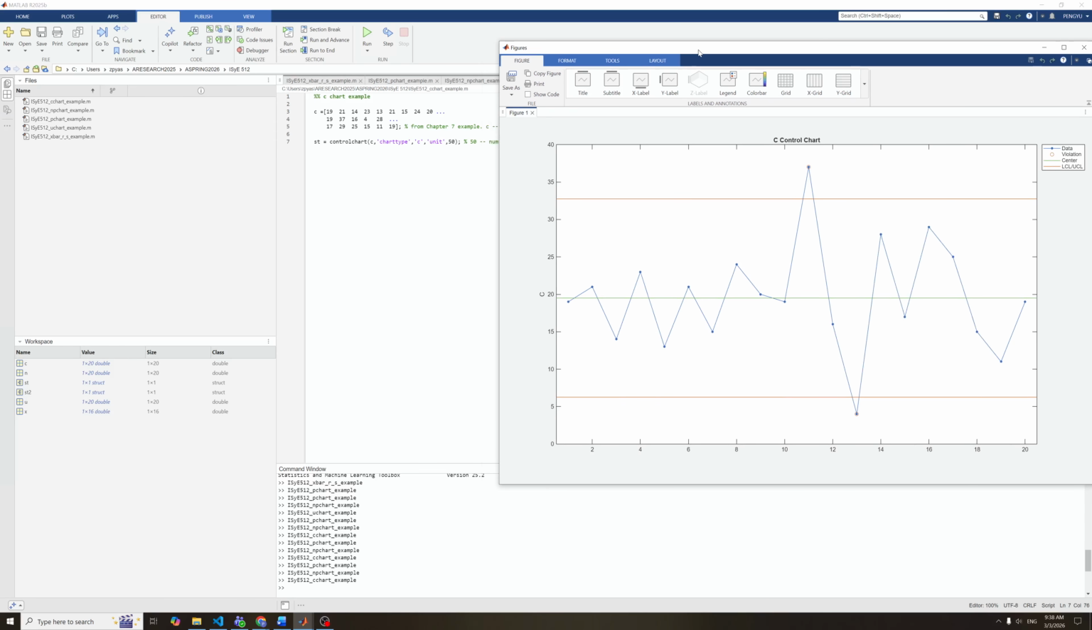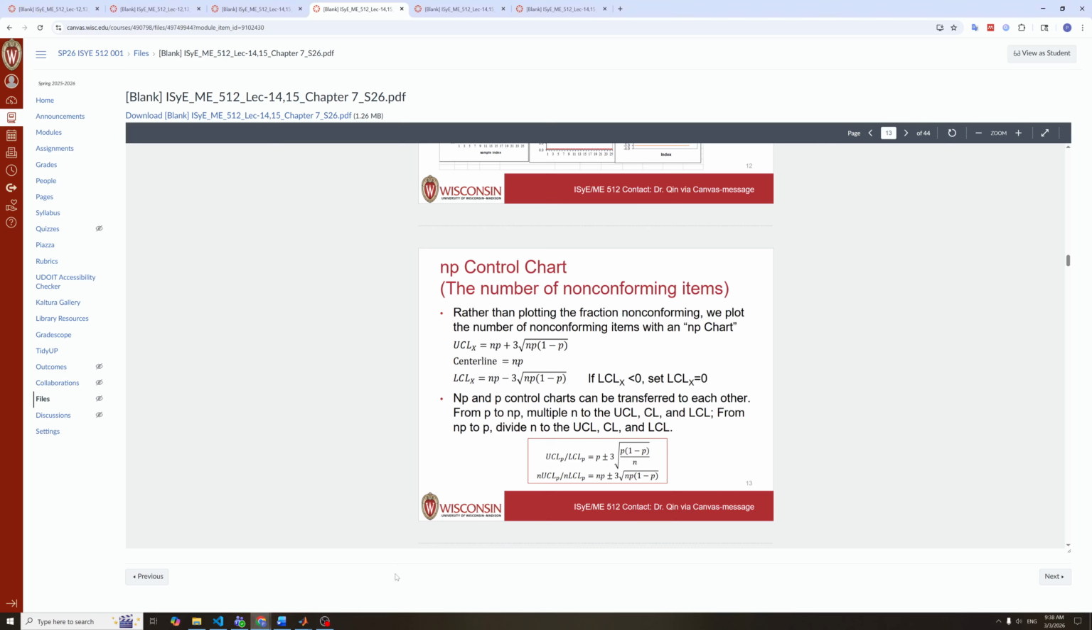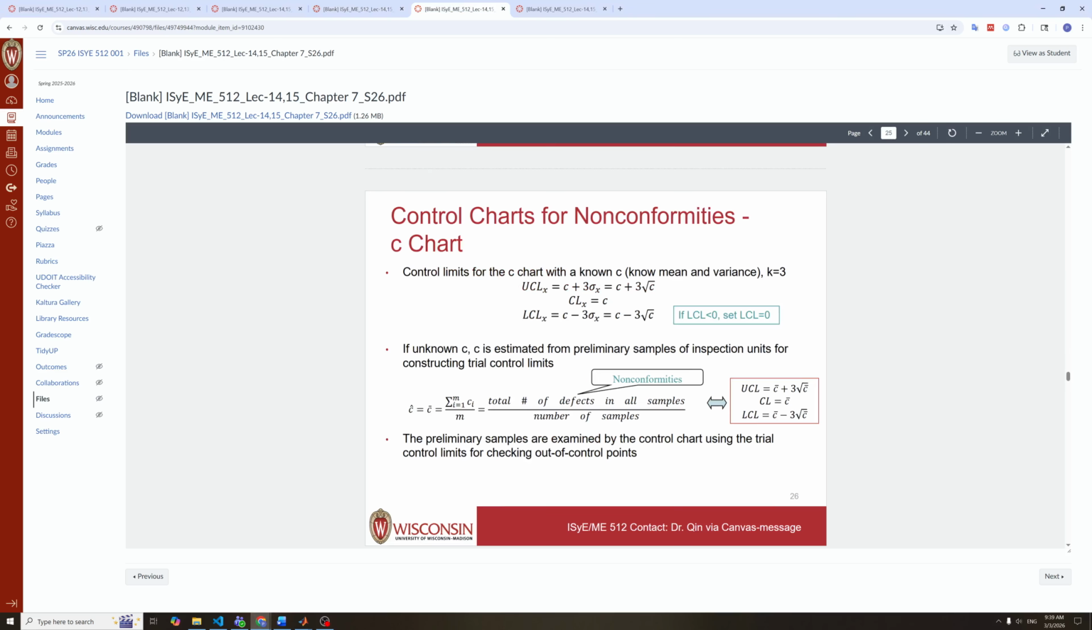In the generated figure, the green center line means the C bar, the average of all defect counts. Then the control limits are calculated using the Poisson-based formulas. Right here, it's the UCLX and the LCLX for the nonconformities control chart, the C chart.